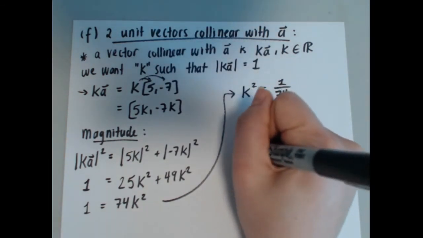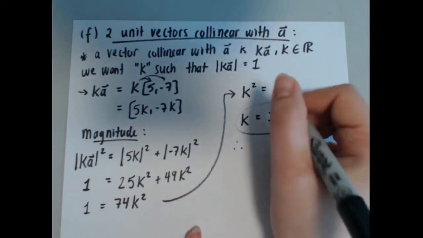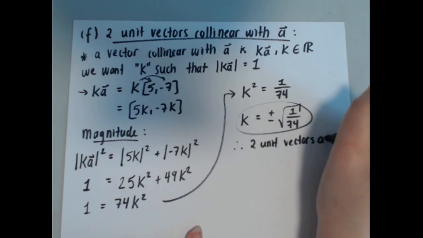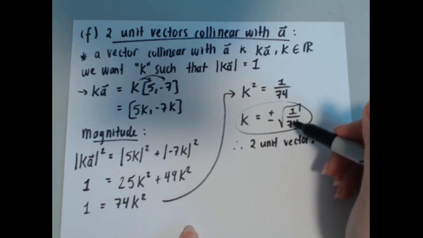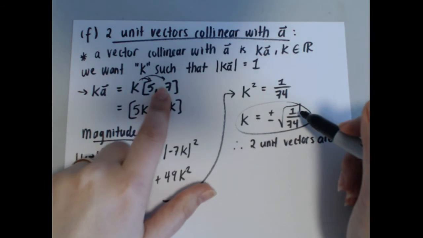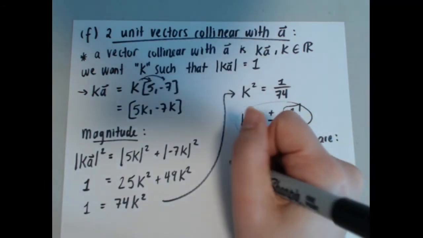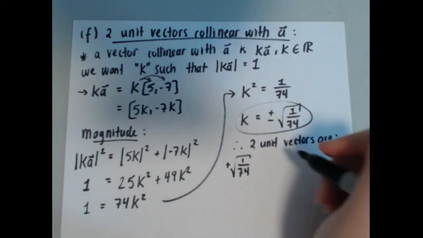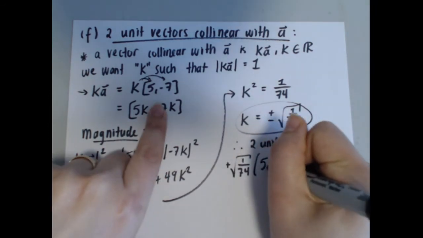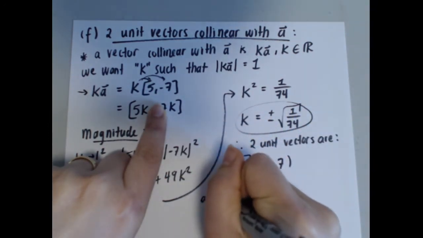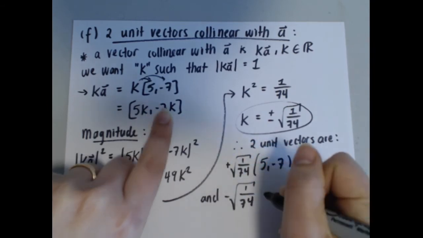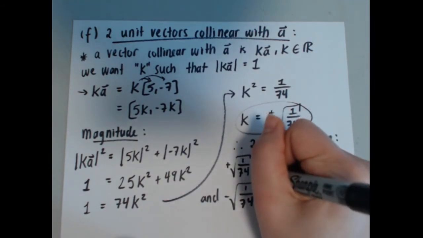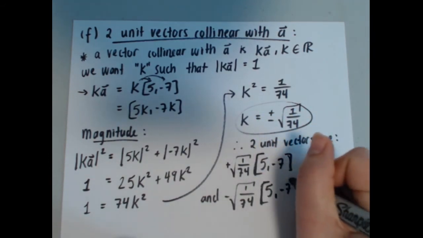Okay, so therefore, let me just circle this. And therefore, the two unit vectors are, so remember it's k times A, right? So k times this vector. So essentially what it's going to be is plus root 1 over 74 times 5, -7 and minus root 1 over 74 times 5 comma negative 7. Now since these are vectors, I actually have to make these square brackets. So let's make sure I do that.